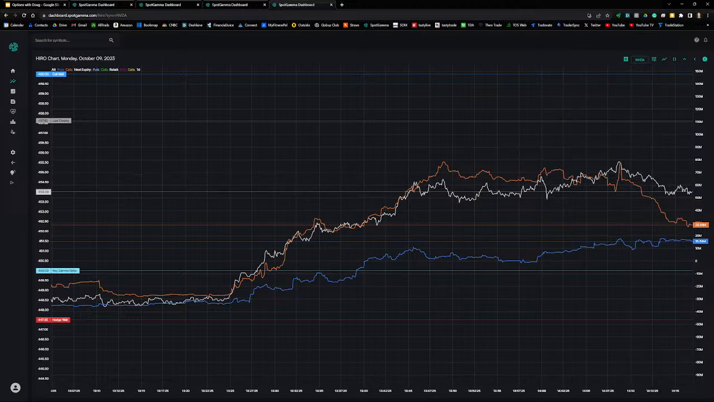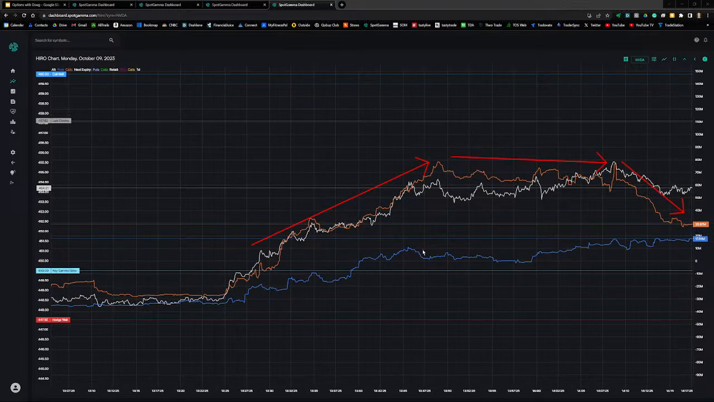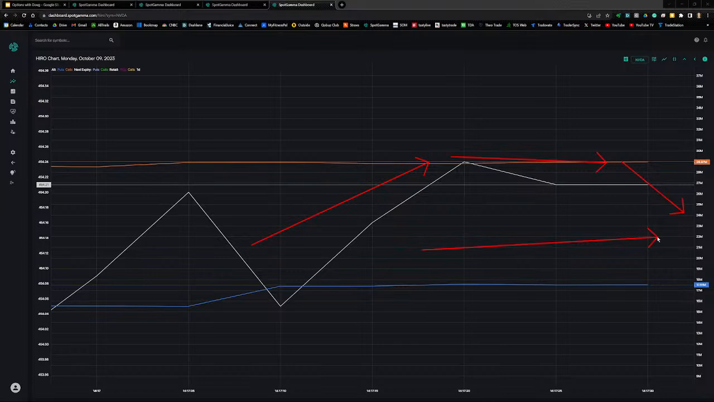All right, so this is showing that options traders were aggressively buying calls, shown by the rising orange line, took their foot off the gas, and now they're selling calls. And they also, this slightly rising blue line indicates they are selling puts.